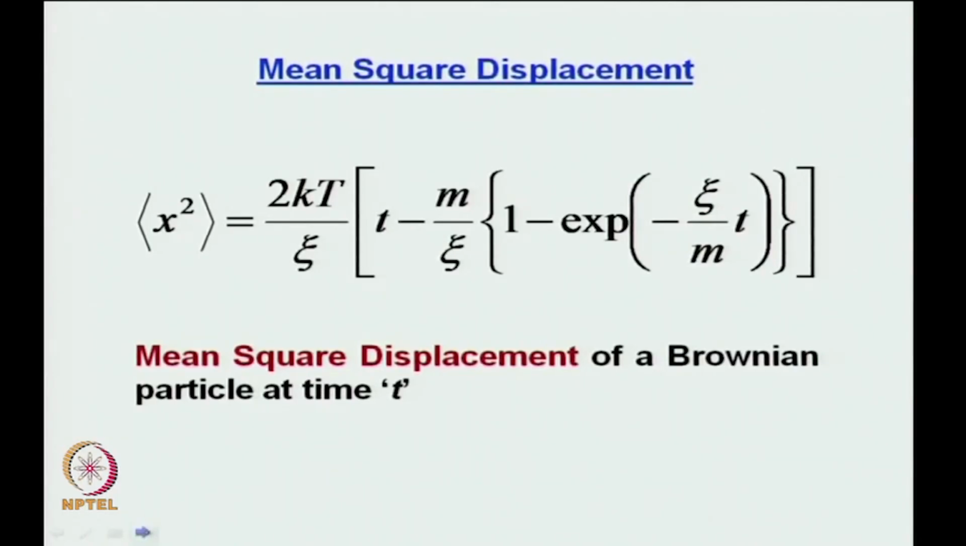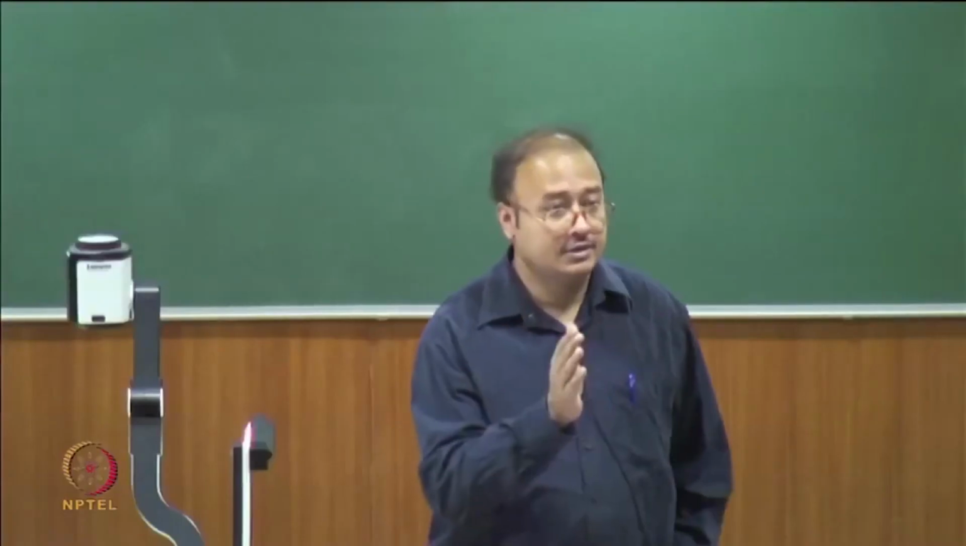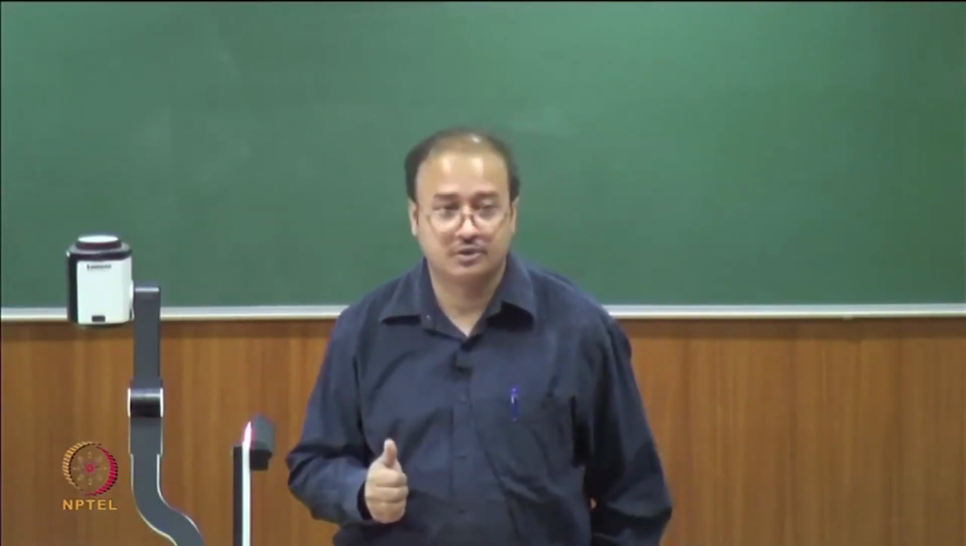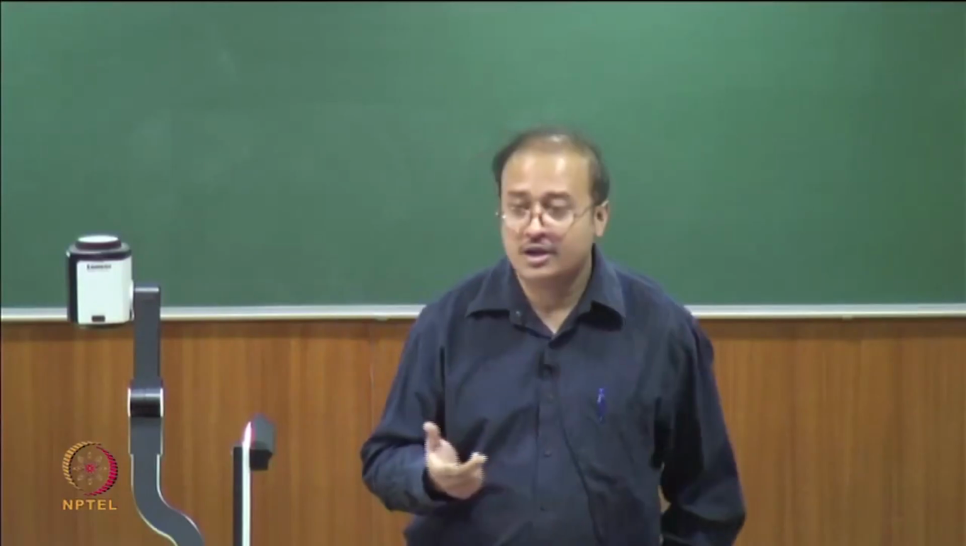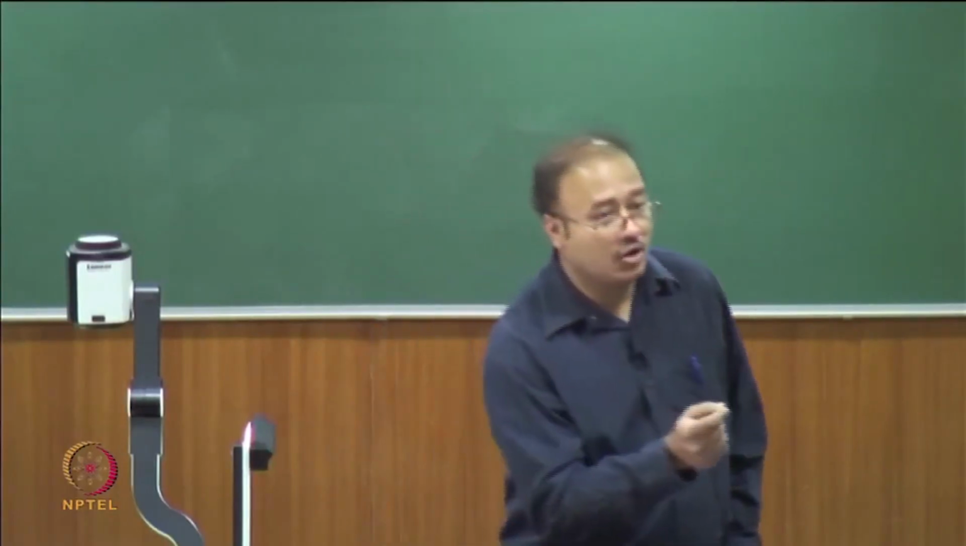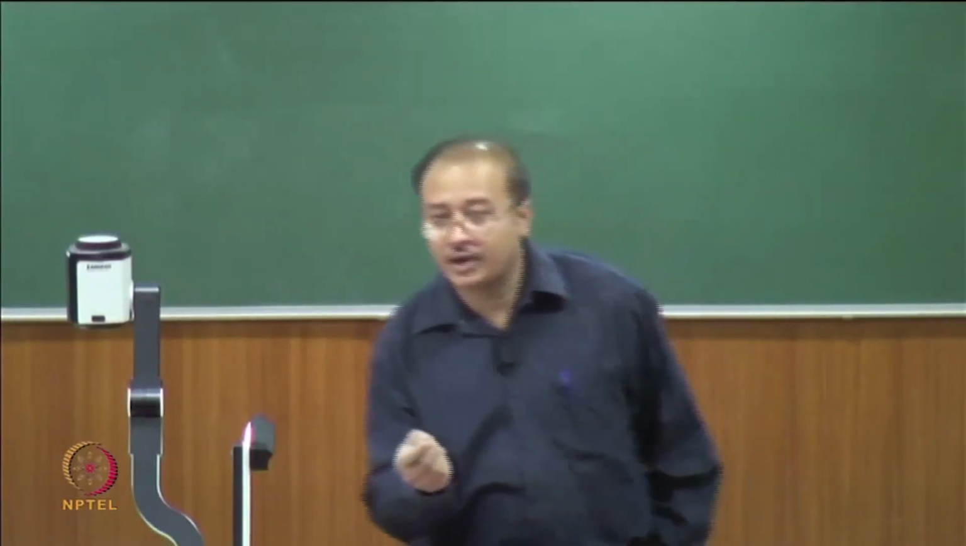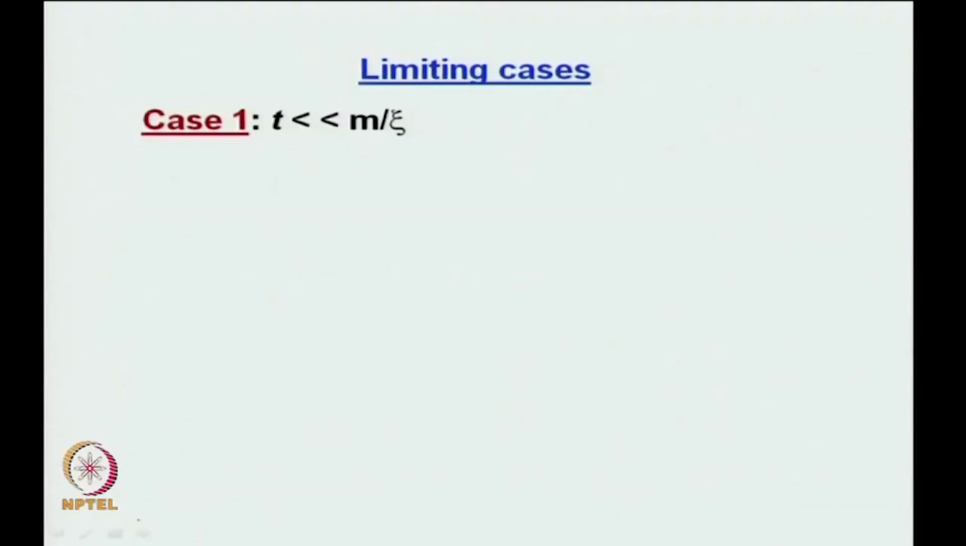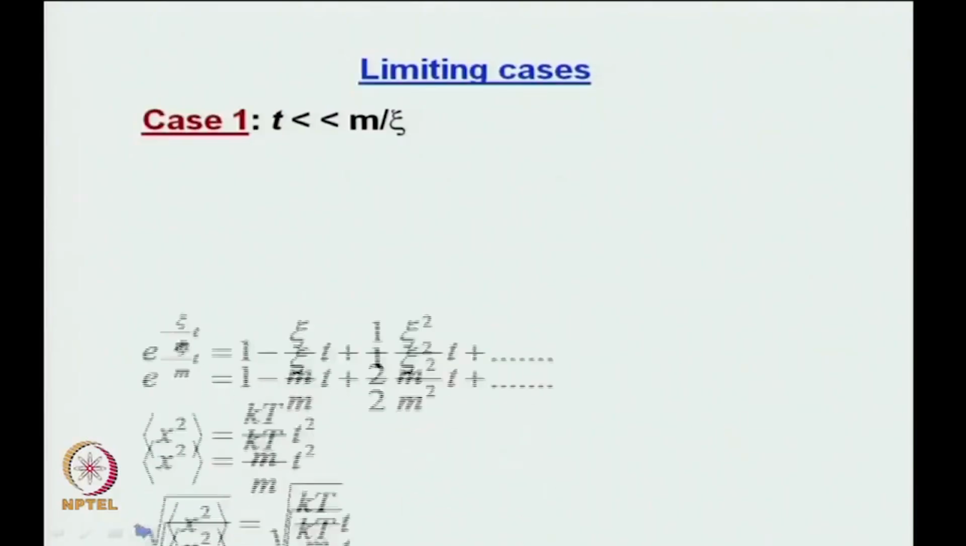Now, I briefly said that you will be having two limiting cases. One limiting case is where t is much less than the correlation time. Remember what correlation time was. So, the time when you are measuring the mean square displacement of the particle is much less than the correlation time, which is m by xi. And then you see what happens.